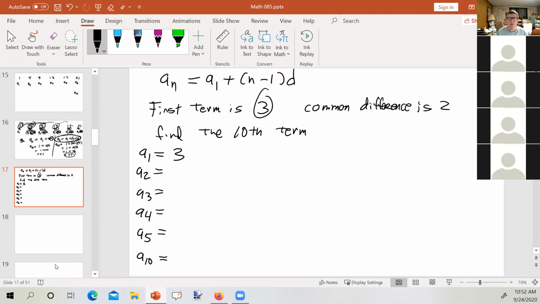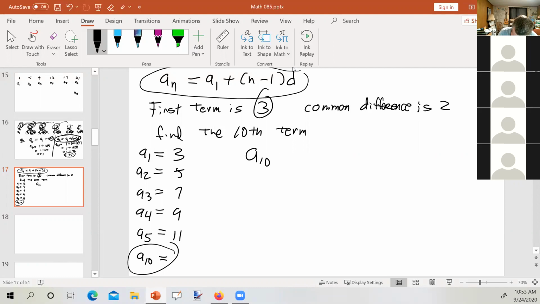So a sub 1 was given as 3. The common difference is 2. So that means as we go up the arithmetic sequence, we're going to keep increasing it by 2. So 3, 5, 7, 9, 11. Now, you could sit there and on a piece of paper go 13, 15, 17, 19, etc. But what if it said, what is the 112th term? You wouldn't want to do that. So here, the first 5 terms I can easily find just by adding the common difference. But a sub 10, we're going to use this formula to find it, with the information that's given.